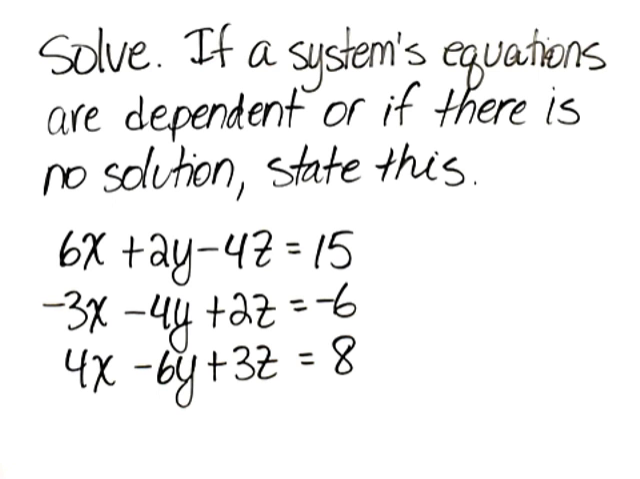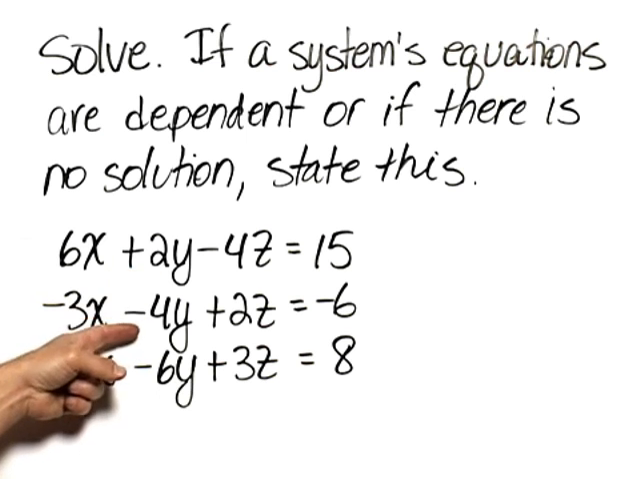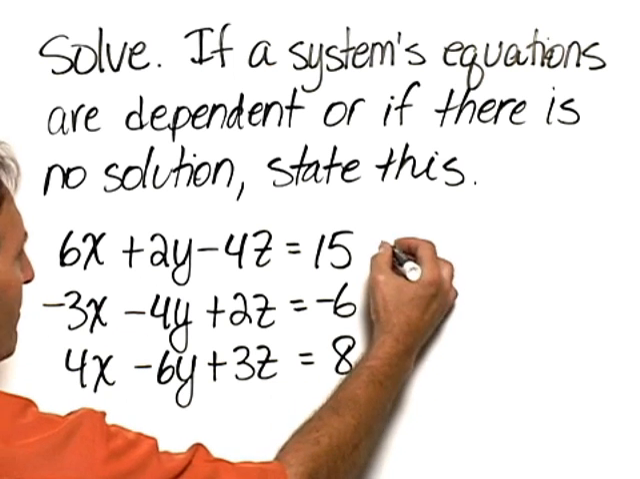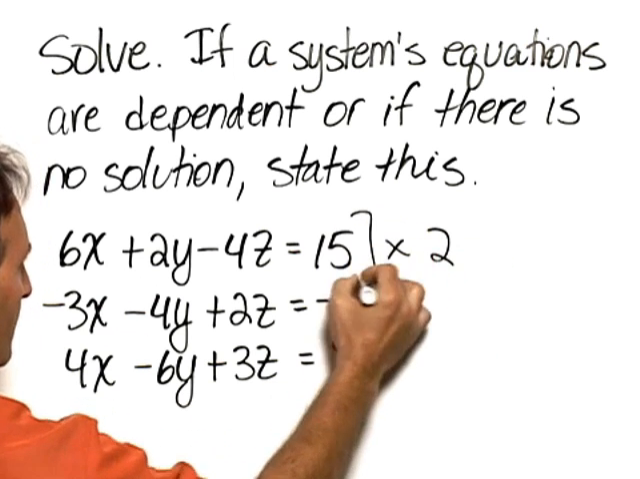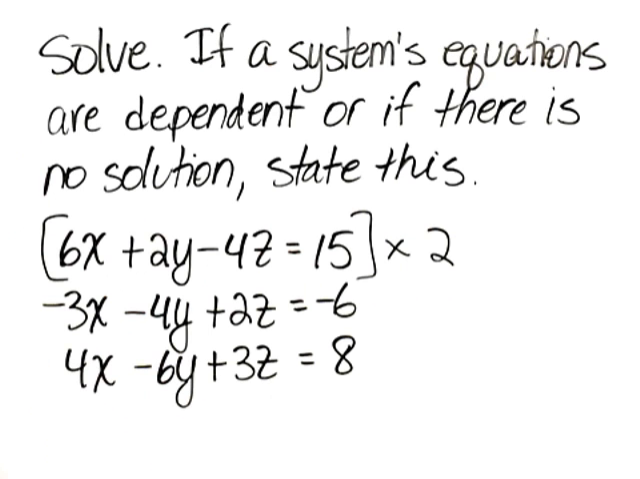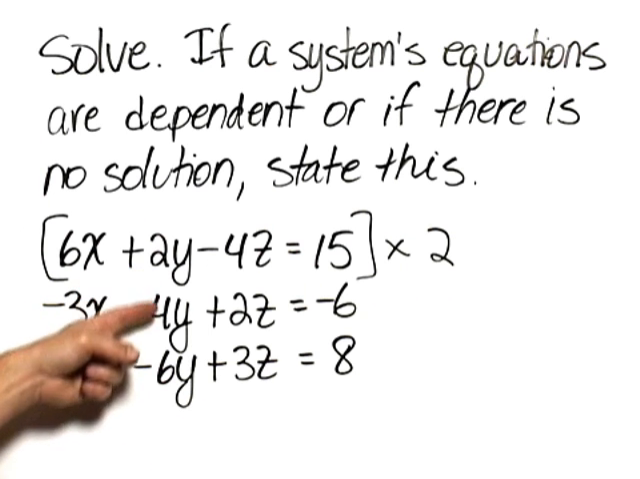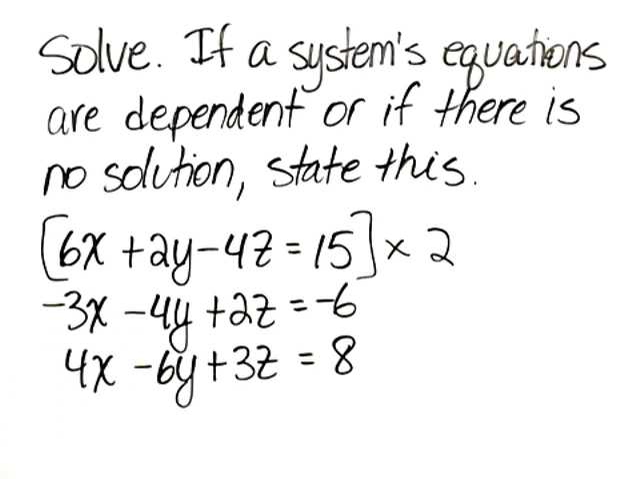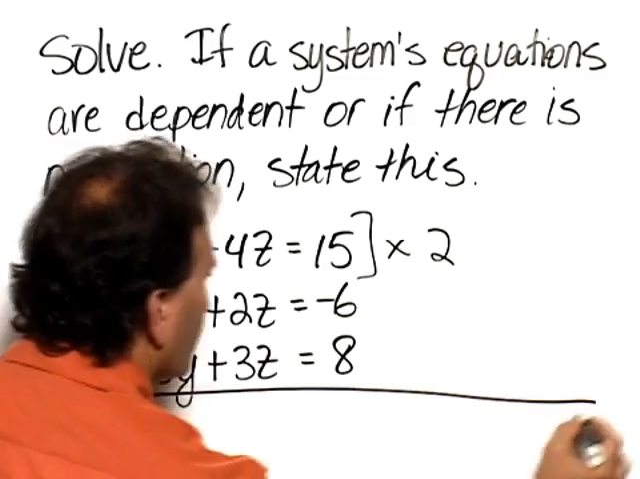When I look at this system of equations, I notice that this is a plus 2 and a minus 4. And therefore, if I take this first equation and multiply by 2 on both sides, then I'll have a positive 4. I can add it to this equation to eliminate the y's. So let me draw a line so as not to confuse things.